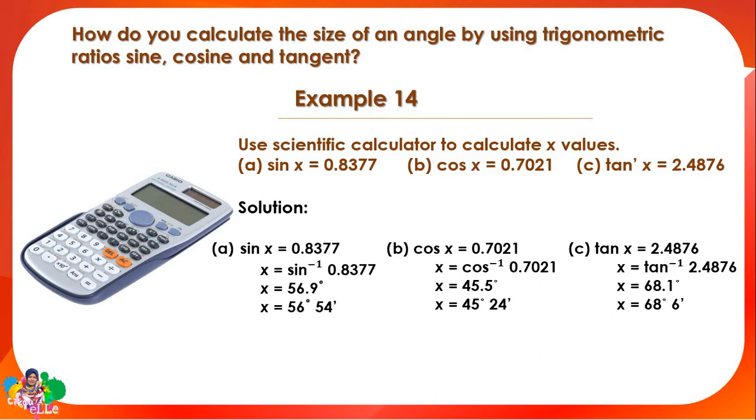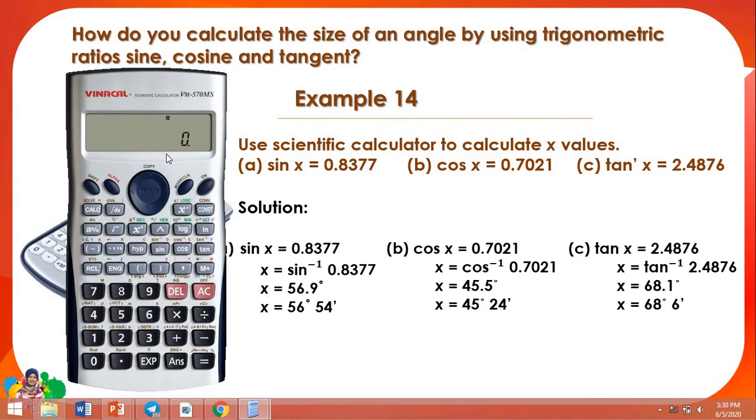So how to use the scientific calculator to find this angle? Now you have sine x equals 0.8377, and you want to know the value of the angle. Therefore, this sine you bring to the right hand side will be inverse sine. So x equals inverse sine of 0.8377.